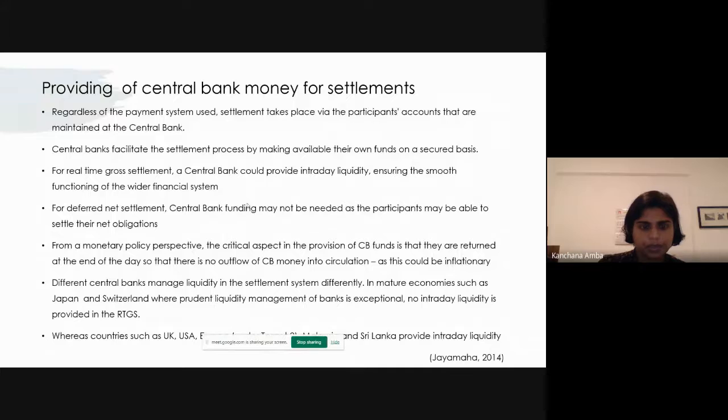There's also a lot of stuff on central bank money. So regardless of the payment system used, right, settlement takes place via the participants' accounts that are maintained at the central bank, right? So the central banks will facilitate the settlement process, making available their own funds on a secure basis, right? So if the bank doesn't have enough money, they can give their securities, their treasury bill holdings or something like that, and get a loan, a temporary loan, and settle the money, right? So for real-time gross settlement, that is RTGS, a central bank could provide intraday liquidity, which we do, right?